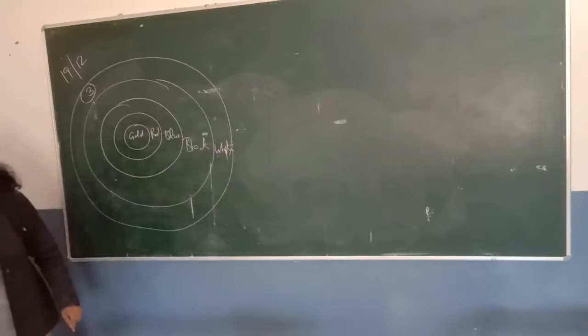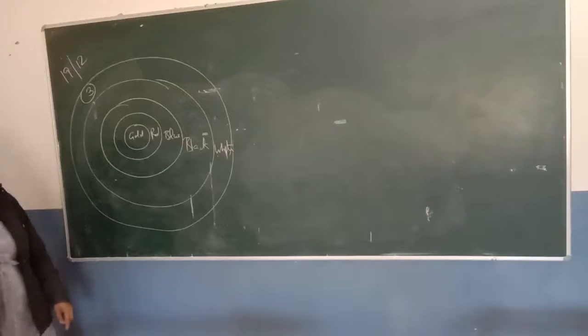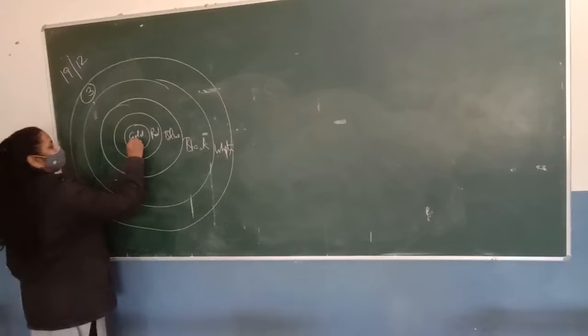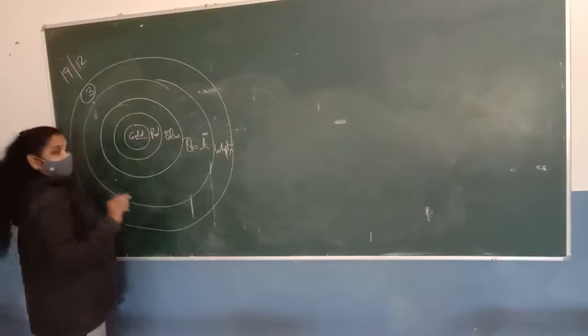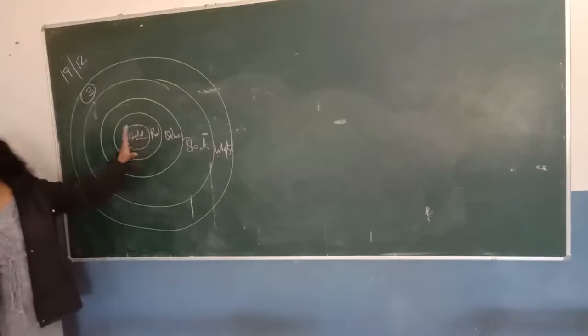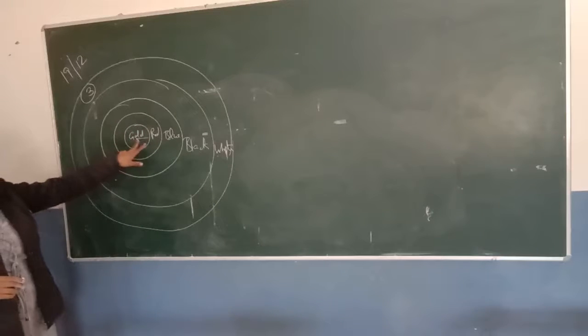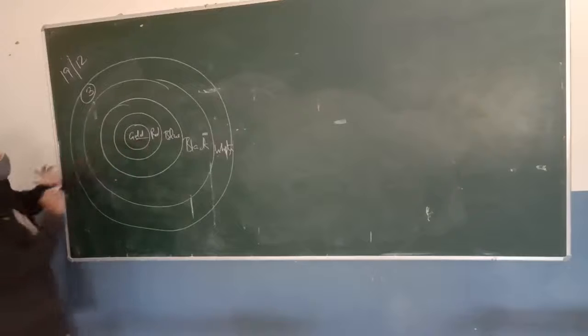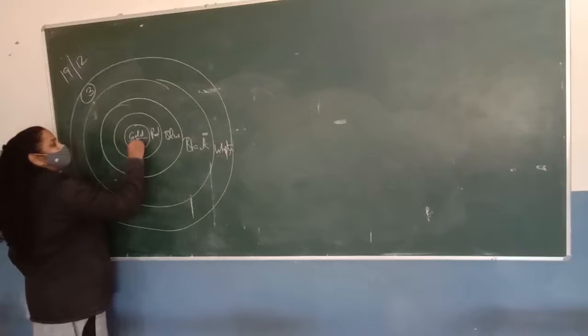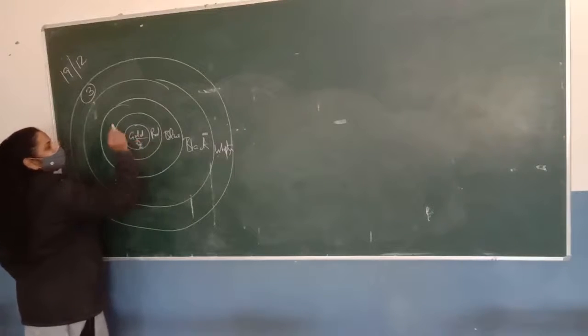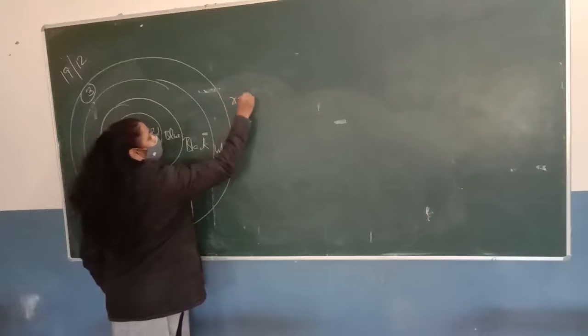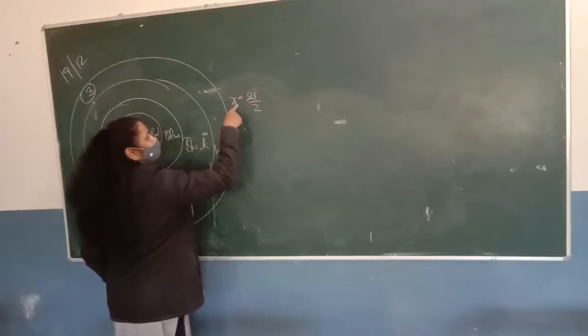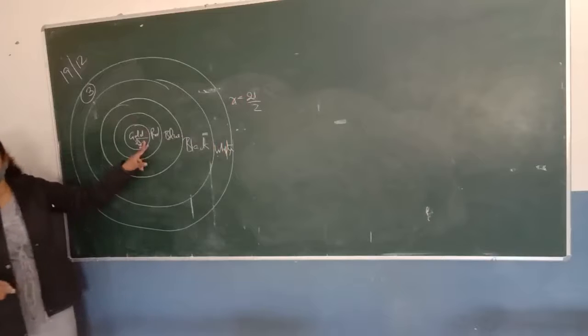Okay, now the diameter of the region representing gold is 21 centimeters. The diameter of the inner circle is 21 centimeters. So we can say the radius of the inner circle will be 21 upon 2. So I am writing here 21 upon 2. R1 is equal to 21 upon 2. What is R1 here? R1 is the radius of the inner circle, that is gold.